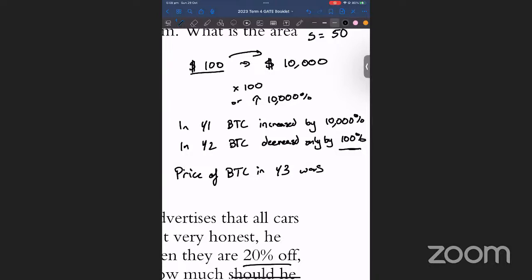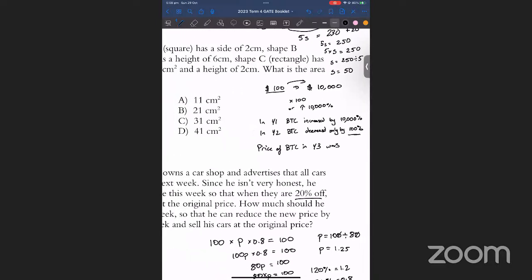So to answer your question, Kavya, he needs to increase by 25%, because when you decrease by 20%, it's a huge drop. So you need to increase by more percent than you decrease to be the same. Do you understand?